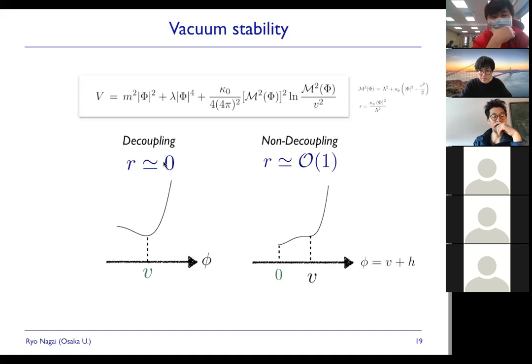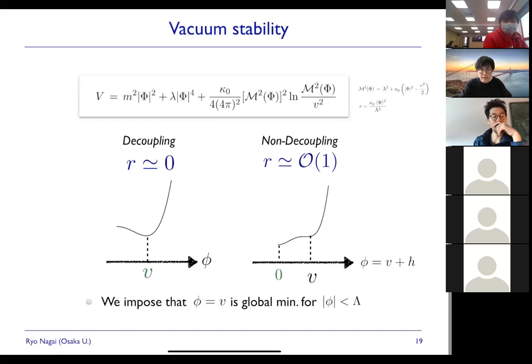When R is small, which corresponds to the decoupling case, the electroweak vacuum is ensured to be the global minimum like this. However, for large R, which corresponds to the non-decoupling case, the scalar potential tends to take the following form, and extremely large R spoils the stability of the electroweak vacuum. So imposing the vacuum stability, we obtain an upper bound on R. In our study, we impose that the electroweak vacuum is the global minimum for the region where the field value is smaller than the cutoff energy scale, lambda. That's our criterion.